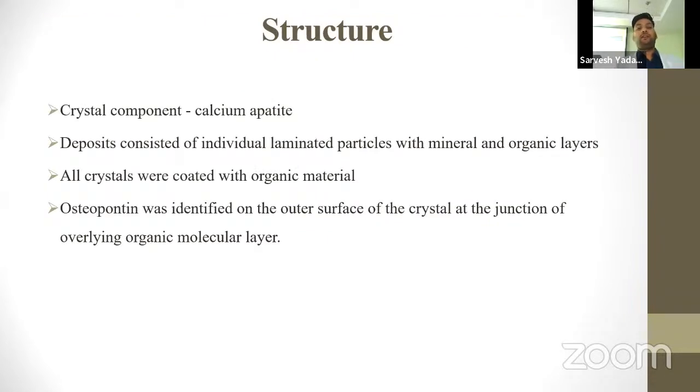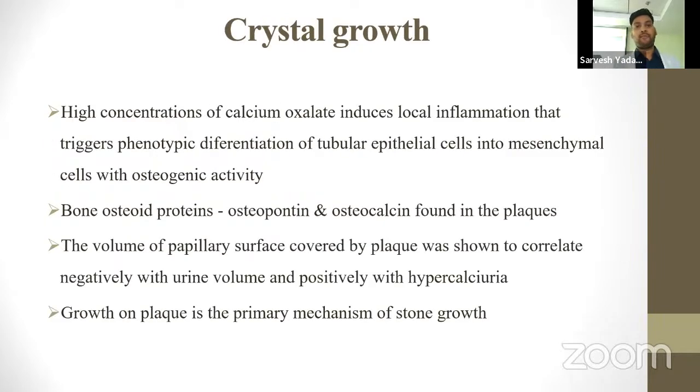Structure of stone. It has two components, a crystalline component and a non-crystalline component. The crystalline component is mostly calcium apatite. The deposit consists of individual laminated particles with mineral and organic layers. All crystals were coated with organic materials. Osteopontin was identified on the outer surface of the crystals at the junction of overlying organic molecules.